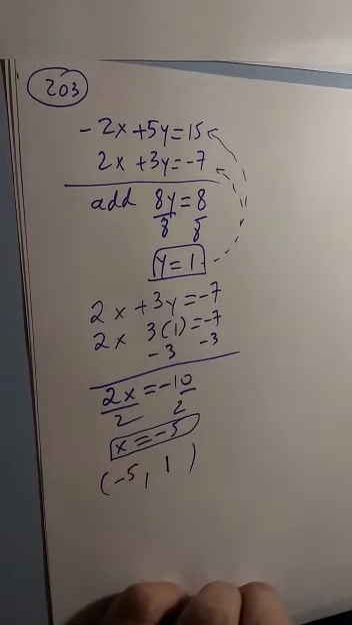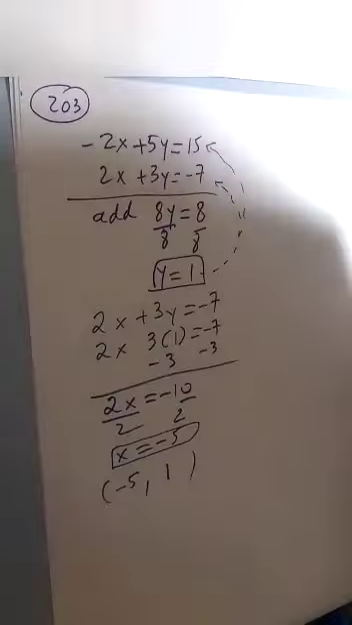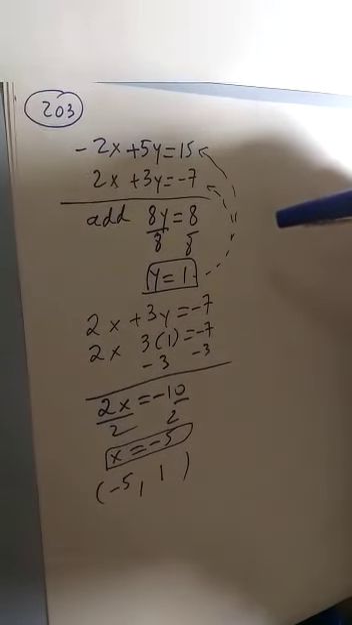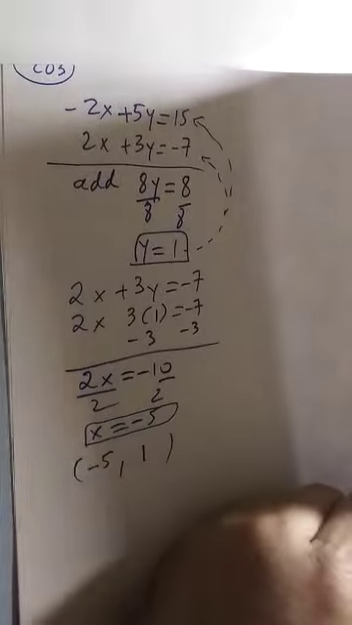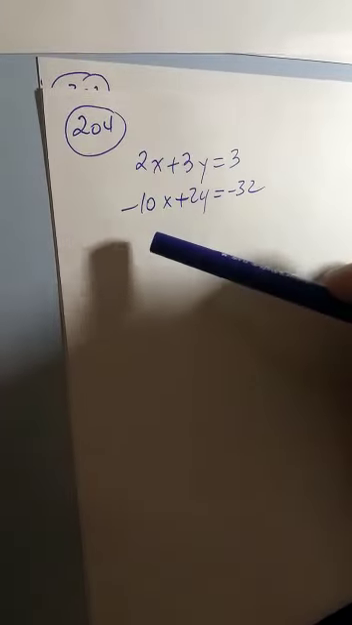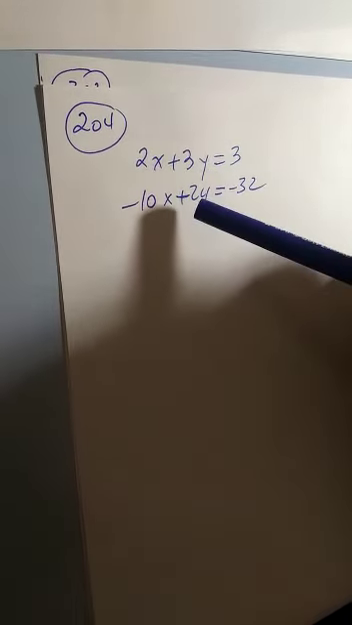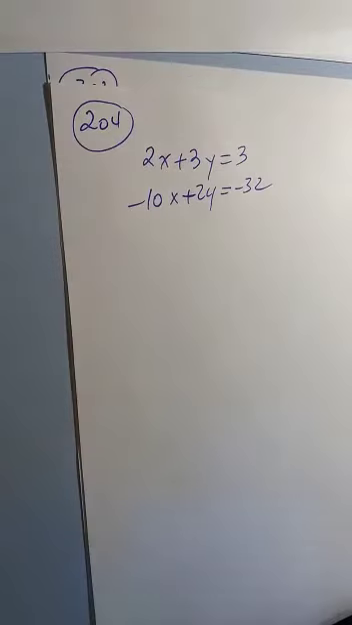Are the equations always like this? I mean, you'd have a minus and a plus in both equations and they'll cancel? The answer is no. You could have systems like these, like the next one, 204. In 204, none of these numbers cancel. The 2 doesn't cancel the minus 10, and the 3 doesn't cancel the 2. So what do we do in situations like this?